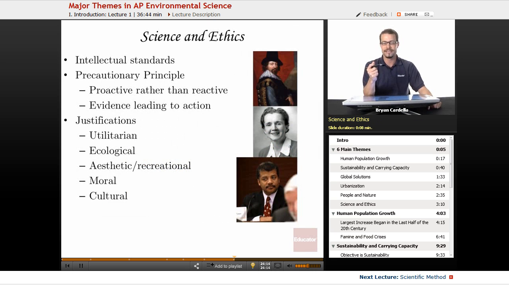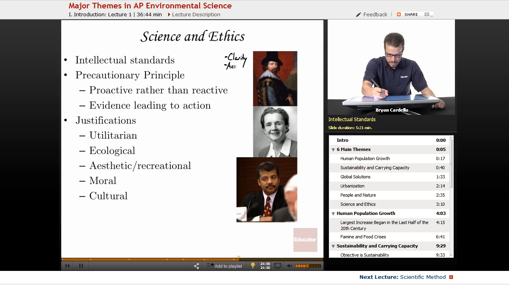Science and ethics. This is the last major topic that's dealt with in AP Environmental Science. Intellectual standards. I'm going to list them for you. Here are the intellectual standards. In terms of making statements from a scientific point of view, and those statements being something we can rely on and actually think is valid, there are some things we have to take into account. Number one, clarity. Is the statement clear? Do we understand what's being said? That's pretty important.